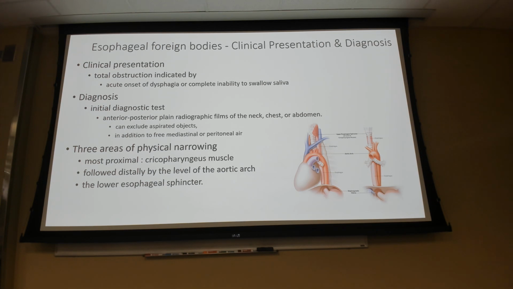Typically with kids, the most common swallow, you can get one plain film, which usually covers most, from the neck usually down to the pelvis, and depending on how old they are. Usually it's younger kids that are eating things. And then we also have to worry about, sometimes they can aspirate it as well.